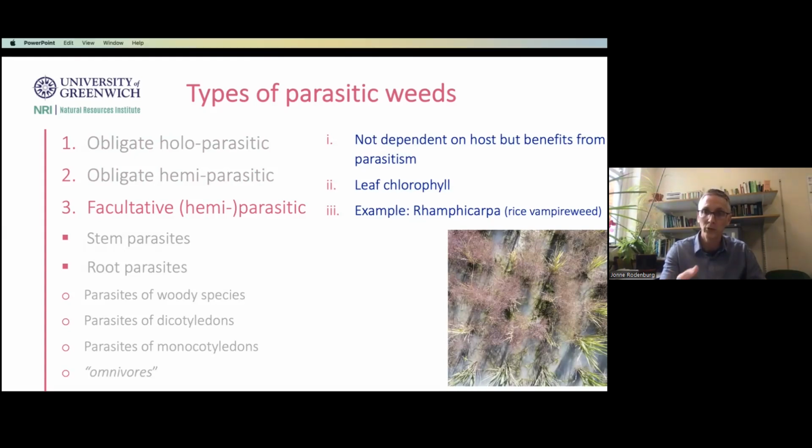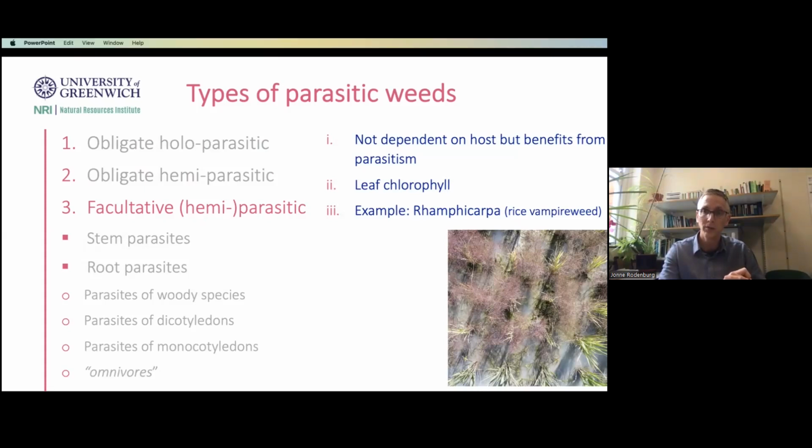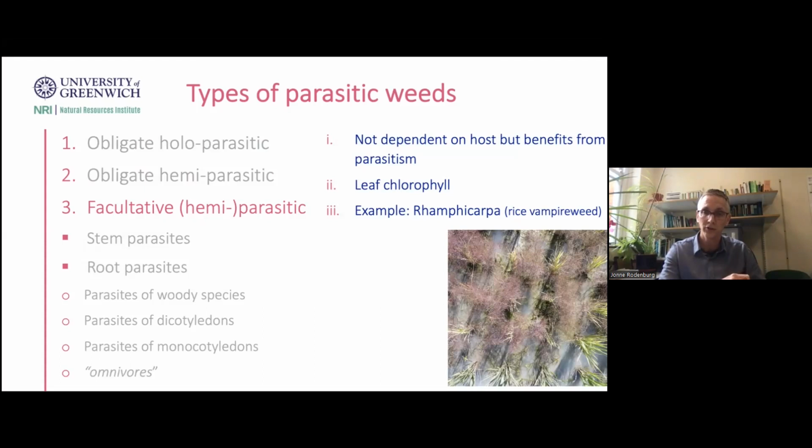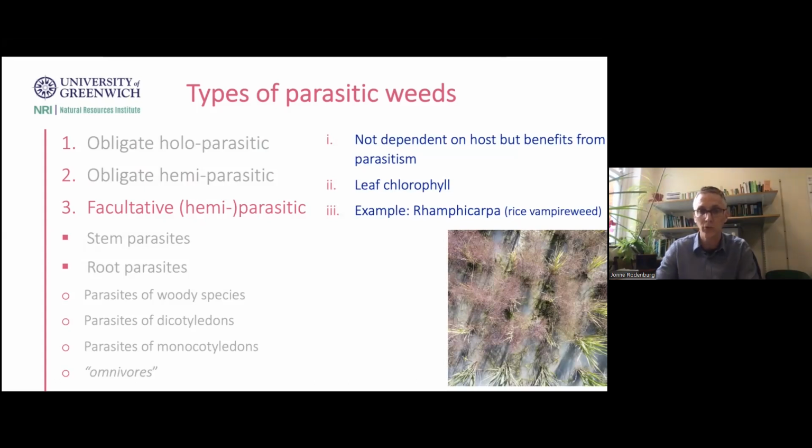So on this picture you see Rhamphicarpa within a rice crop, photographed from above, and although the Rhamphicarpa plants are a little bit reddish here, in earlier stages of their life cycle, they are green, and so they do photosynthesize.